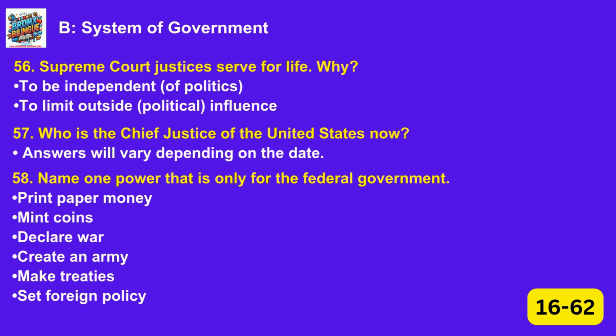57. Who is the Chief Justice of the United States now? Answers will vary depending on the date. 58. Name one power that is only for the federal government. Print paper money, mint coins, declare war, create an army, make treaties, set foreign policy.